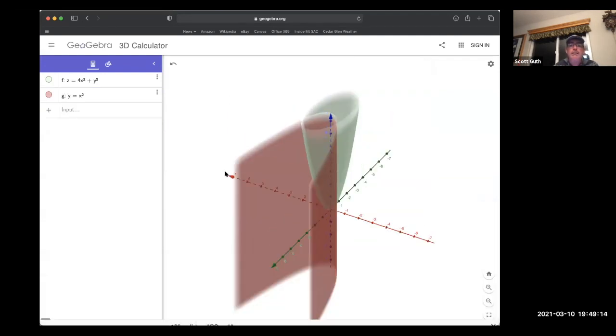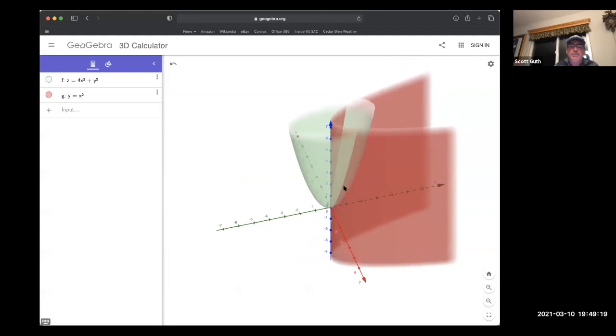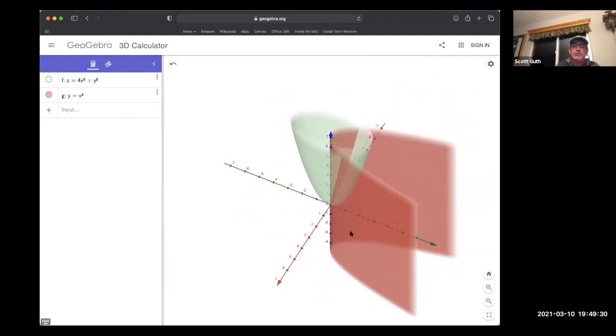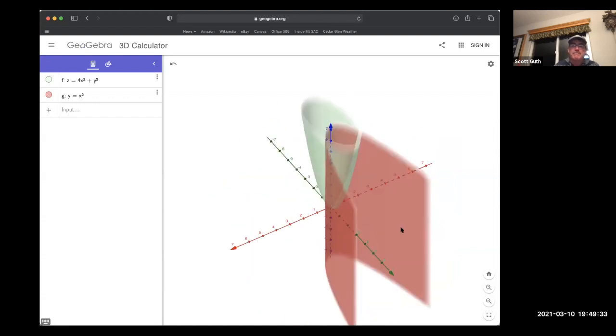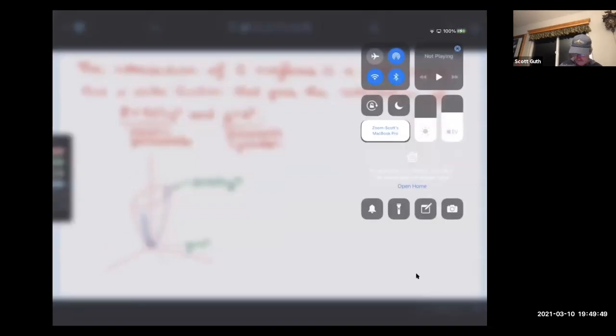Okay, now you can see the intersection here going up where the green and the blue meet. That's the space curve that we're trying to parameterize. And as I look at that, I'm feeling better about the picture I drew. Okay, so let me go back to my notes now. Yeah, looks better all the time.